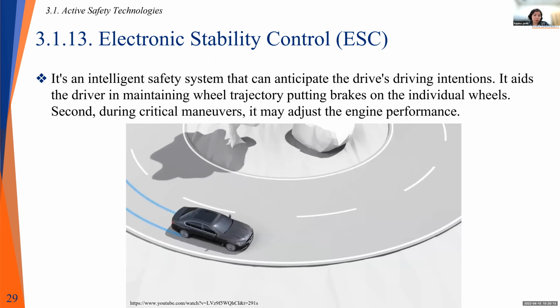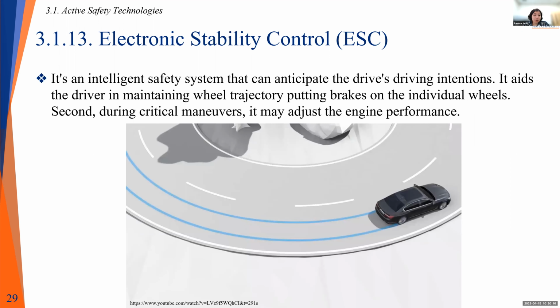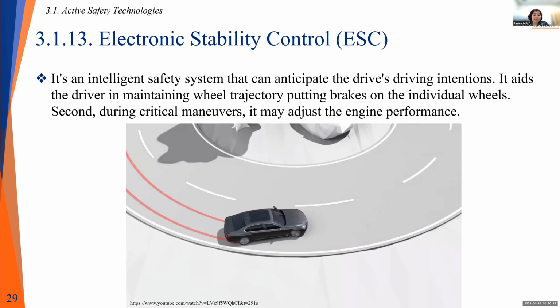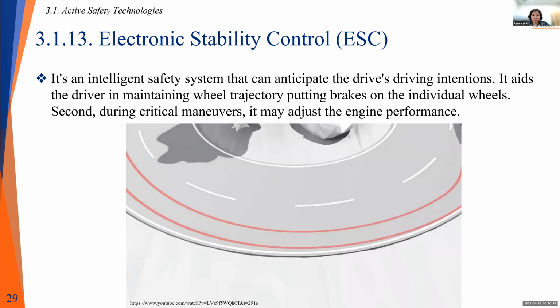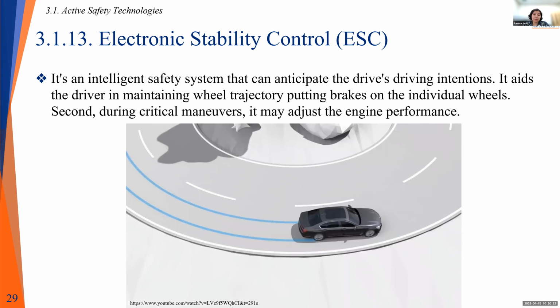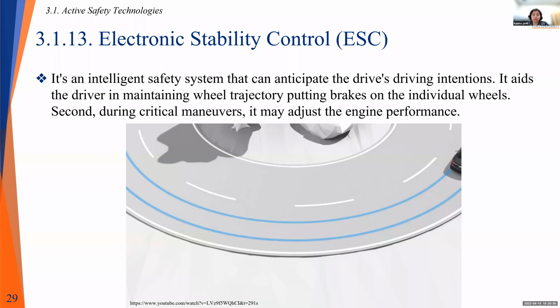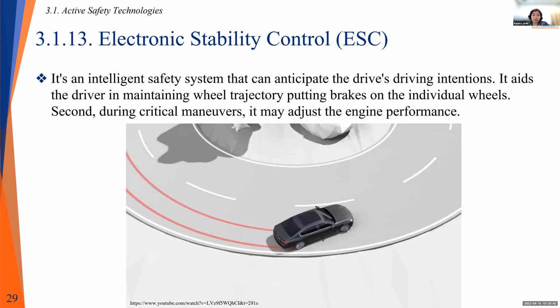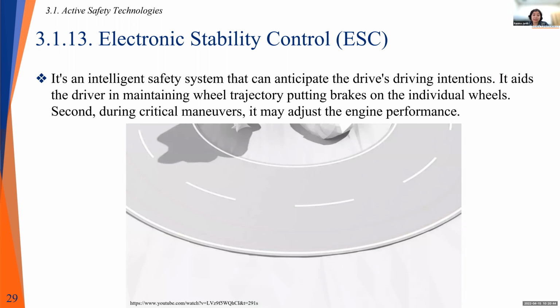Electronic stability control, or ESC, is a technology. It's an intelligent safety system that can anticipate the driver's driving intention. It aids the driver in maintaining wheel trajectory, and its main goal is to improve vehicle stability. So when compared to the ABS system, this technology offers additional benefits. This is due to the fact that it's capable of predicting the vehicle's driving behavior.